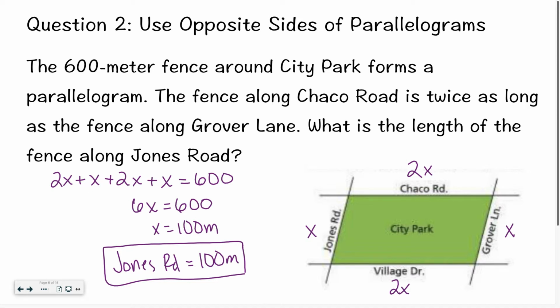Then I know that the fence around, that's perimeter, right? That means I'm going to add up all 4 sides and set them equal to 600 meters. So I have 2x plus 2x plus x plus x equals 600. Or maybe you counted them up right away and you said, that's 6x. And you went right to the step where 6x equals 600. That's fine too. Then divide both sides by 6 and you have x equals 100 meters. But then the question was, what is the length of the fence along Jones Road? If I look, Jones is represented by X, and since X is 100 meters, I know Jones Road is 100 meters.